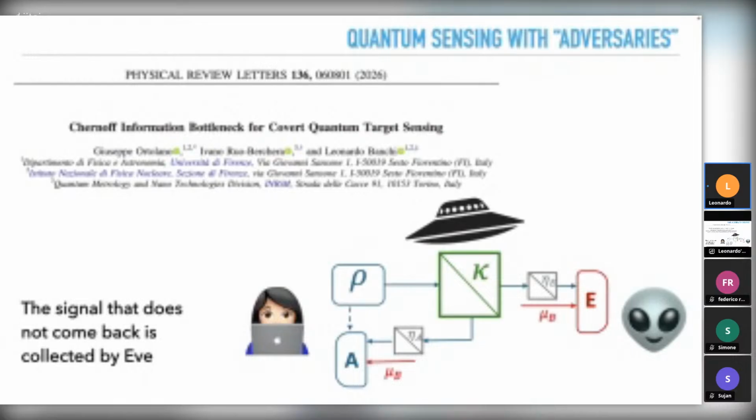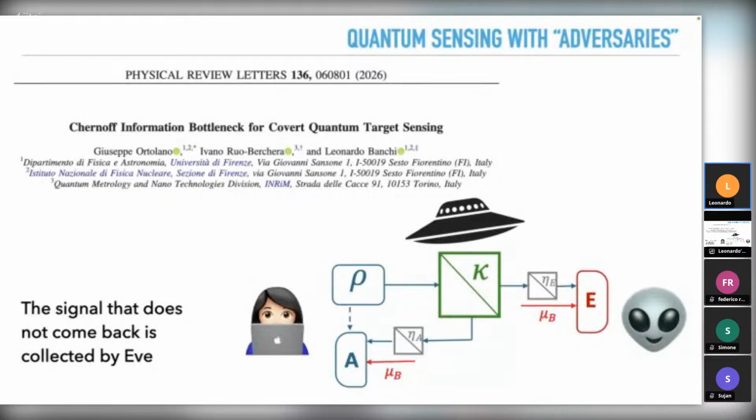So that's the standard setting of target sensing, which is in some way a subclass of quantum hypothesis testing. But the idea in the covert scenario is that you want to probe the presence of this UFO without showing your presence to the UFO itself. So we are considering the worst case. Whatever is not reflected back to Alice goes back to Oliver Stopper, which is the alien here, whose task is basically to spot the presence of Alice.